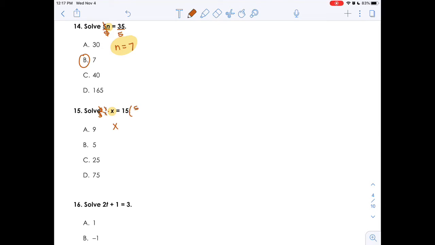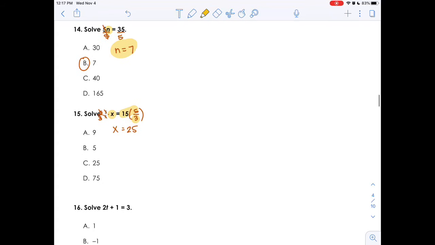So I'm going to multiply by 5 over 3. In order to solve this, 15 times 5 is 75. Divide by 3 is 25. So x equals 25. C.